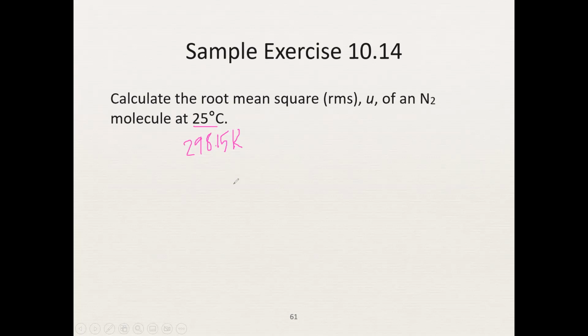And then when you do that, you plug it all in, we'll have 3 times 8.314 kilograms per mole on top. So I'm not going to put it in the units here just to make it easier with the writing. But again, we'll have the R constant in joules per mole Kelvin, so we'll have 8.314. The temperature, we'll have 298.15 Kelvin.